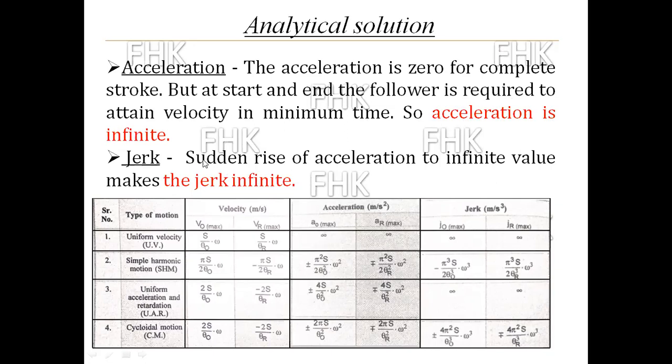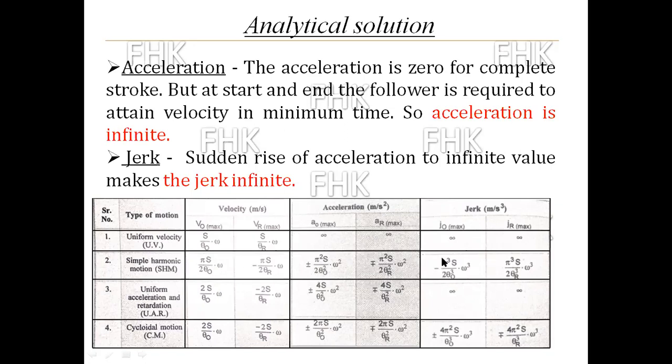Now the jerk: a sudden rise of acceleration to an infinite value makes the jerk infinite. So the value of jerk for the outward stroke and for the return stroke is again infinite. In this way the formulas for velocity, acceleration and jerk are derived and placed in the form of a table for uniform velocity. The same is derived for the outward stroke and the return stroke.